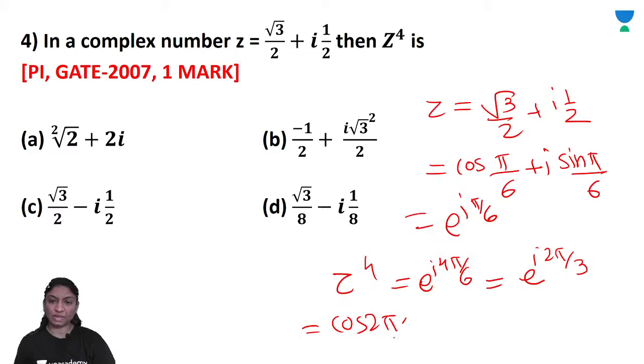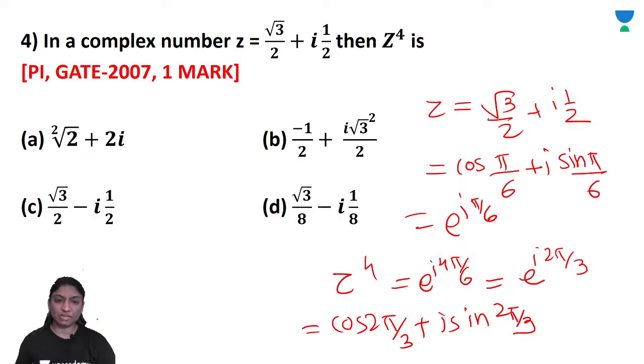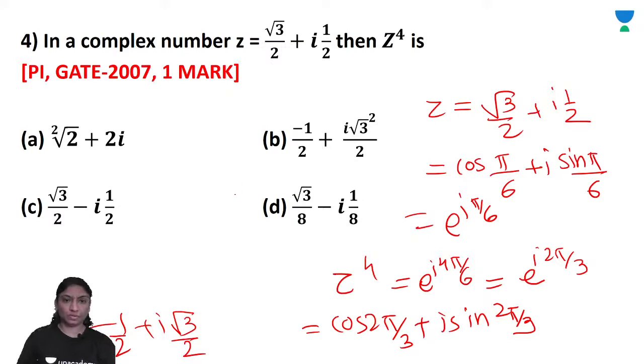So e raised to i 2 pi by 3 means what? e raised to i theta is cos theta plus i sin theta, so cos 2 pi by 3 plus i sin 2 pi by 3. So cos 2 pi by 3 the value is minus 1 by 2 and sin 2 pi by 3 is root 3 by 2. So minus 1 by 2 plus i root 3 by 2. So the correct option is B. Okay.